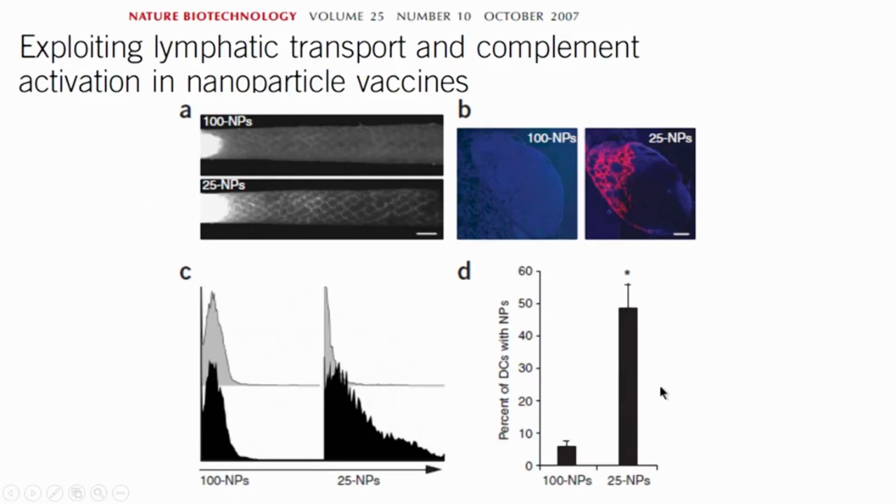So, here is another type of vaccine. In this case they are utilizing the lymphatic transport, and they are also using the complement activation as one of the innate pathways to trigger the immunity. And so, these are nanoparticle vaccines. What these authors have done is they have made two sizes of particle. One is the 100 nanometer particle and another is the 25 nanometer particle.